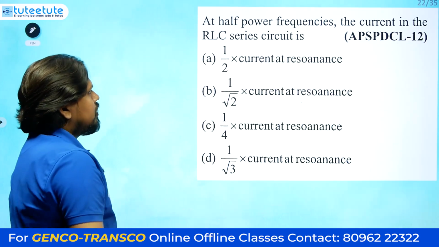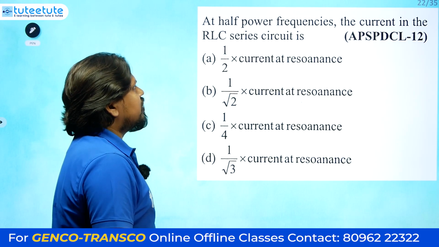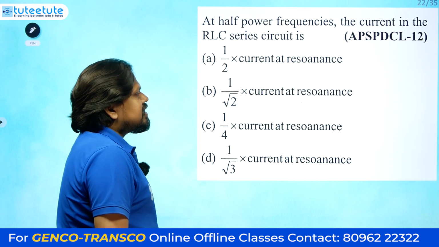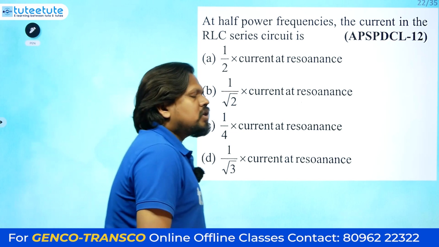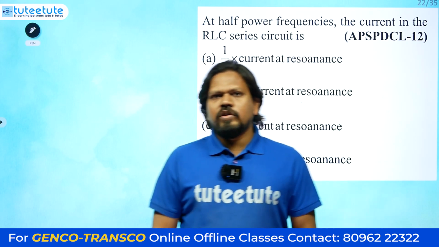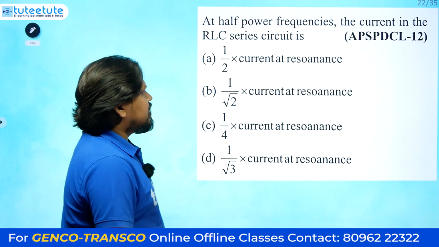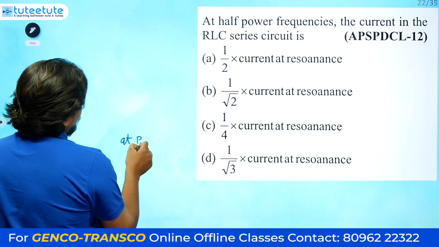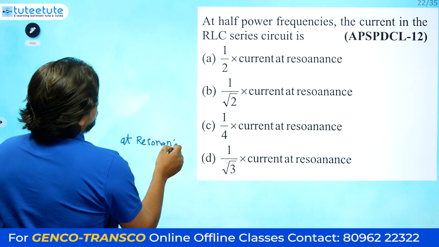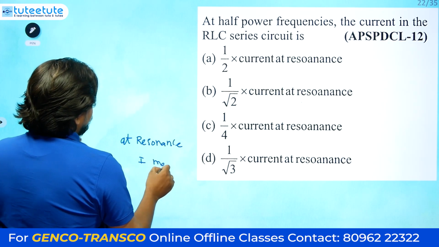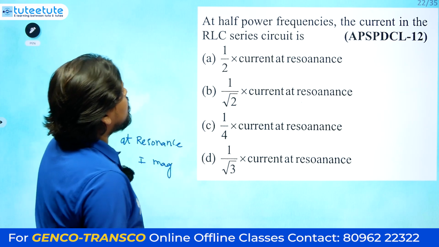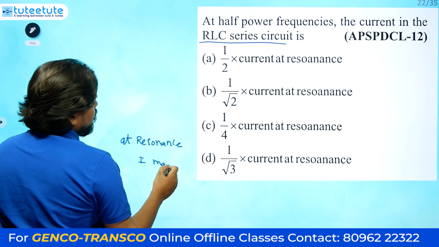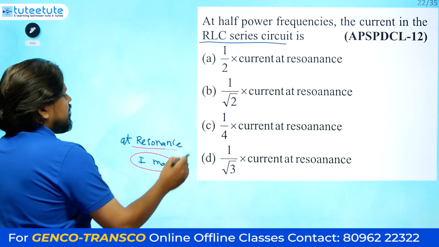The next question: at half power frequencies, the current in the RLC series circuit is... They are asking, at half power frequencies, what is this half power frequency? The current at resonance is generally maximum. Let's take the series RLC circuit only. In a series RLC circuit the current is maximum at the resonance condition.